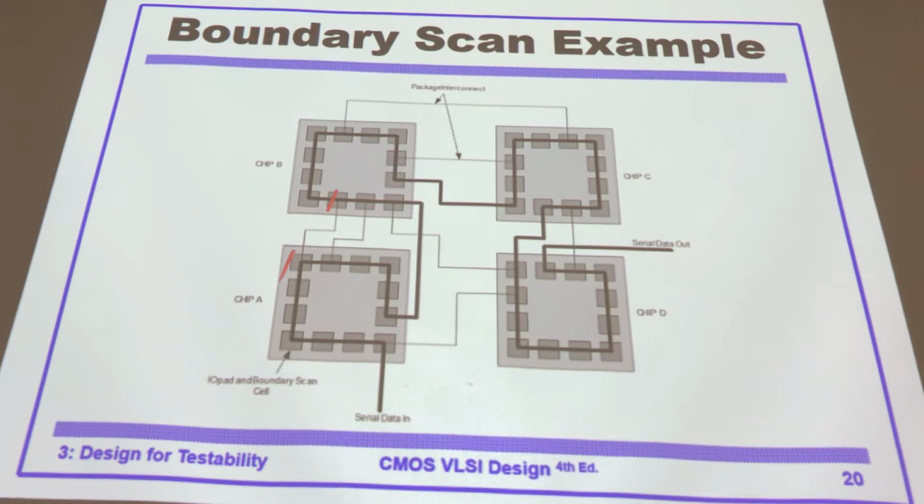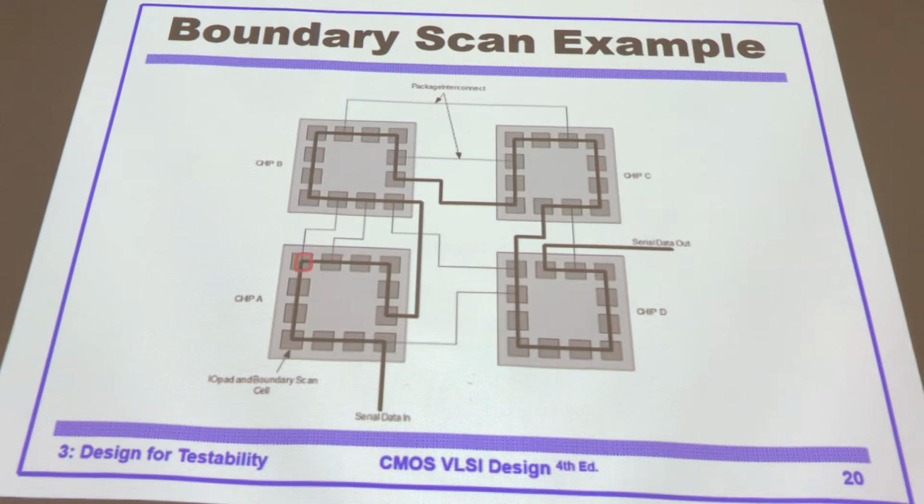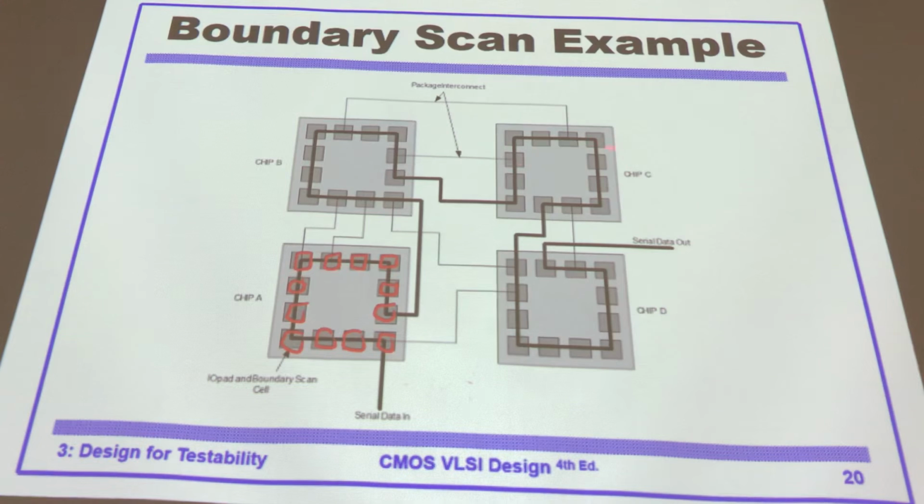We try to connect all the pins together in a chain, right? For each pin, you can have a flip-flop. We embed a flip-flop in each pin. It's an IO pad, and the IO pad connects to the pin. We try to use the scan chain idea to chain them together.